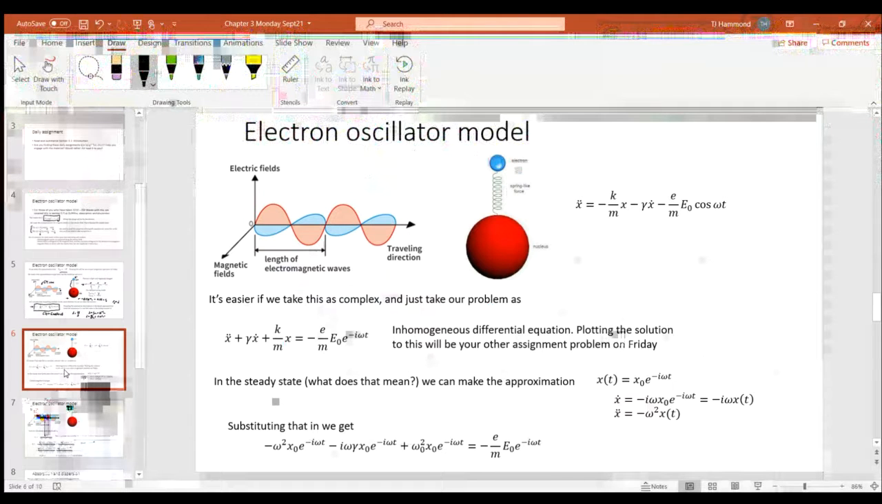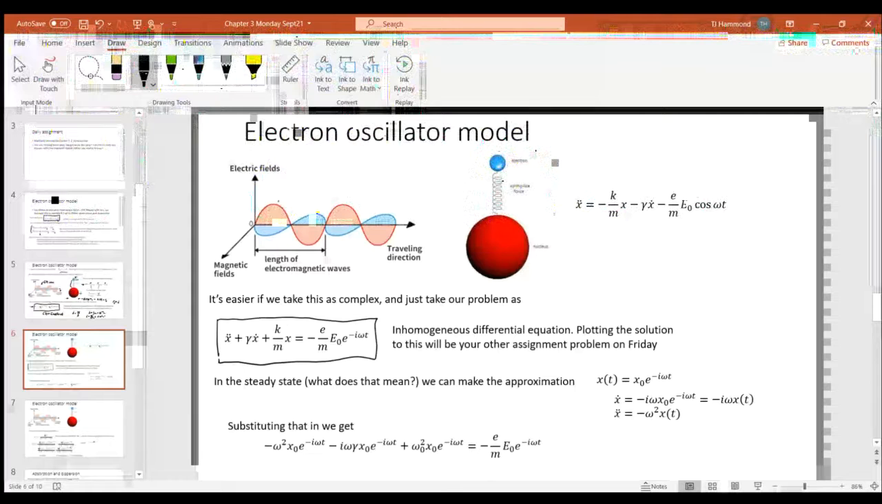Now it's a little bit easier if instead of talking about this as a real function, we talk about this as a complex function. Complex functions will end up having the same solution because the function plus its complex conjugate gives us the same as the real function. It turns out to be just easier for the math if we think about this in terms of just the complex equation. So what we get instead of that cos term is our driving term, e to the minus i omega t.